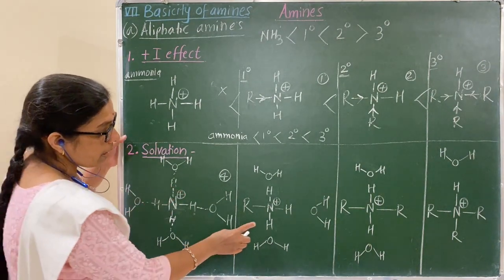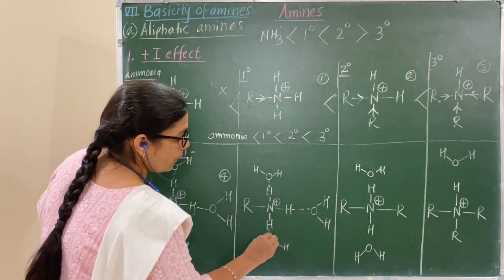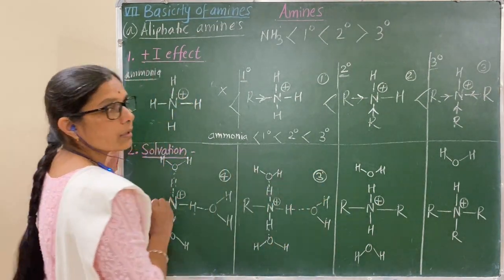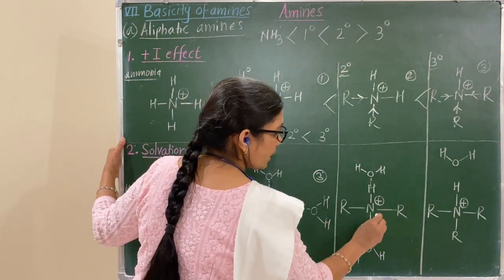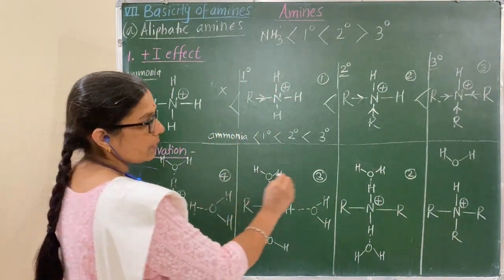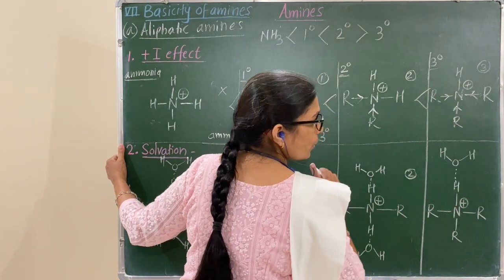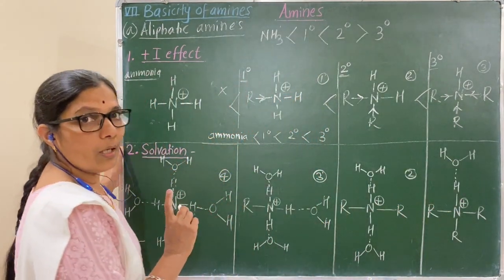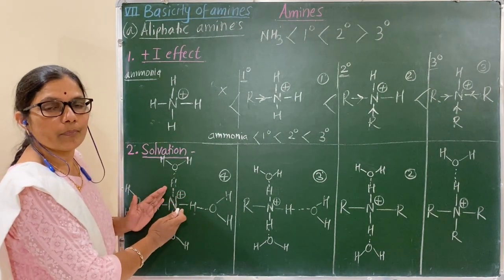Okay, see here only three hydrogen atoms, therefore here solvation by three water molecules. Okay, here two hydrogen atoms, therefore here solvation by two water molecules. Here only one hydrogen, therefore solvation by one water molecule. More and more solvation, it is more stable.